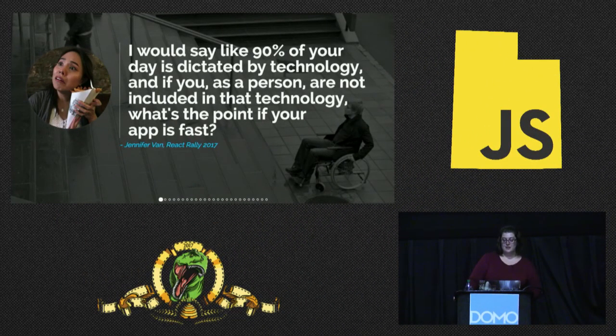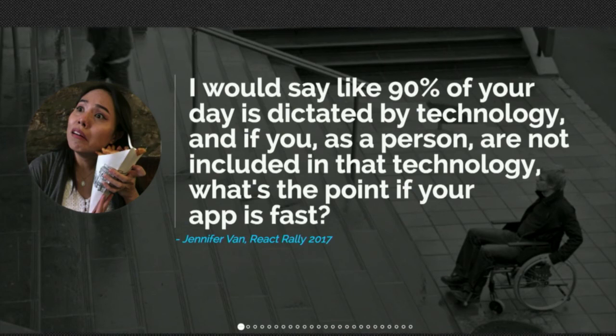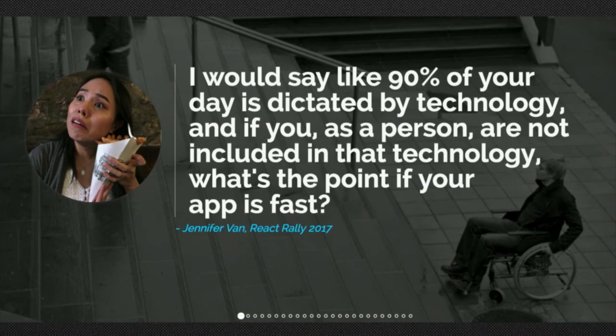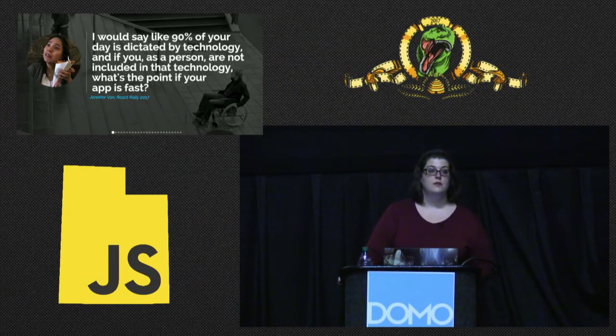So as Jennifer Van very lovely said in her React Rally talk, I would say 90% of your day is dictated by technology. And if you as a person are not included in that technology, what's the point if the app is fast? If you can't use it, the rest of it just doesn't matter. And oftentimes when we think about accessibility, we're thinking about people who are permanently disabled. But there are a lot of people in this room who have had temporary disabilities. And you still need to use these apps as well. So it's not just the very small part of the pie that we're trying to cater to here, it's you.